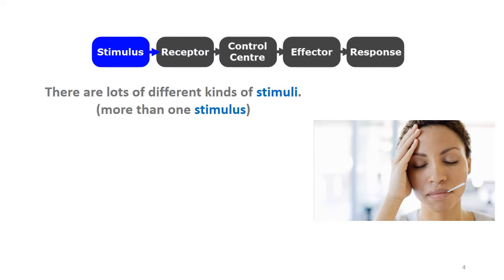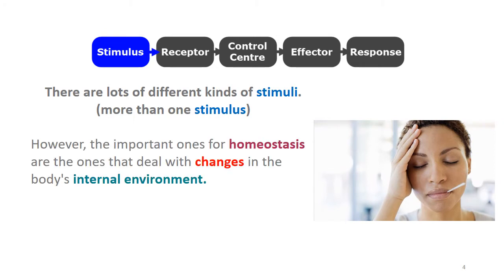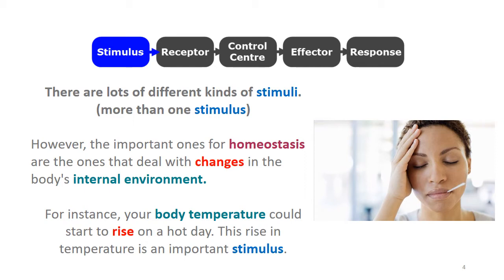There are lots of different kinds of stimuli, more than one stimulus. However, the important ones for homeostasis are the ones that deal with changes in the body's internal environment. For instance, your body temperature could start to rise on a hot day. This rise in temperature is an important stimulus.